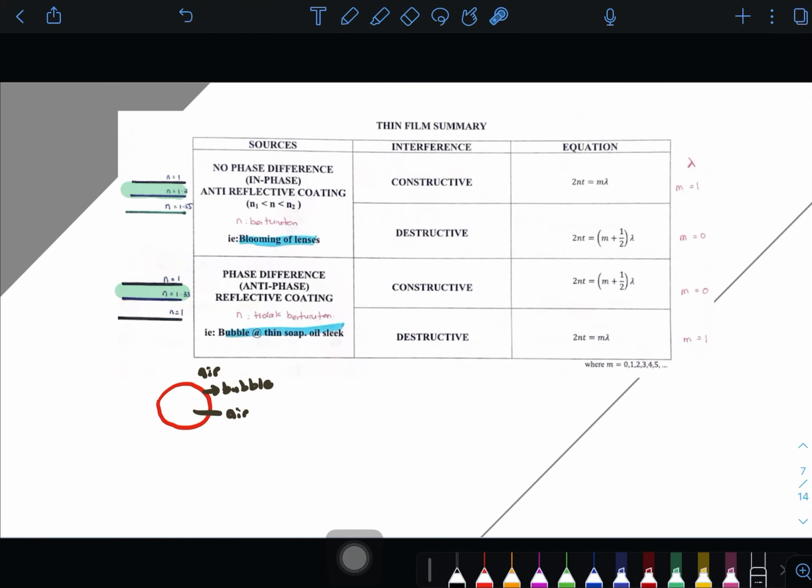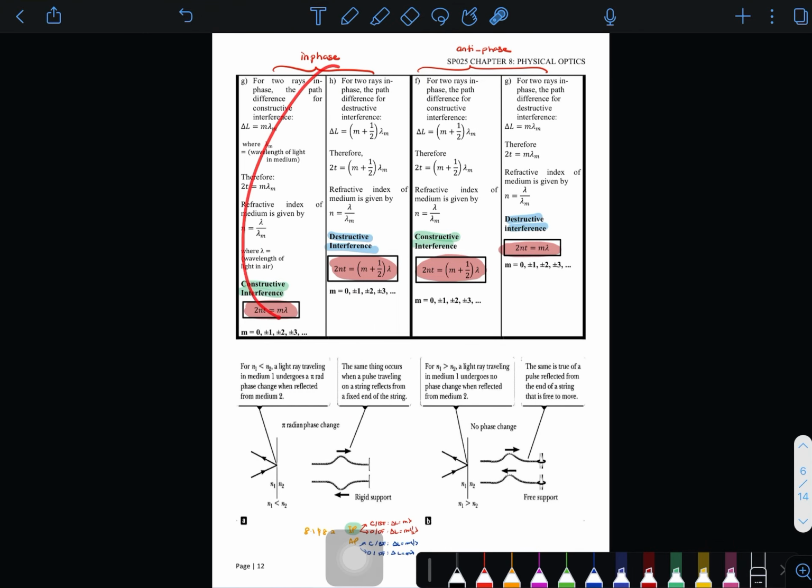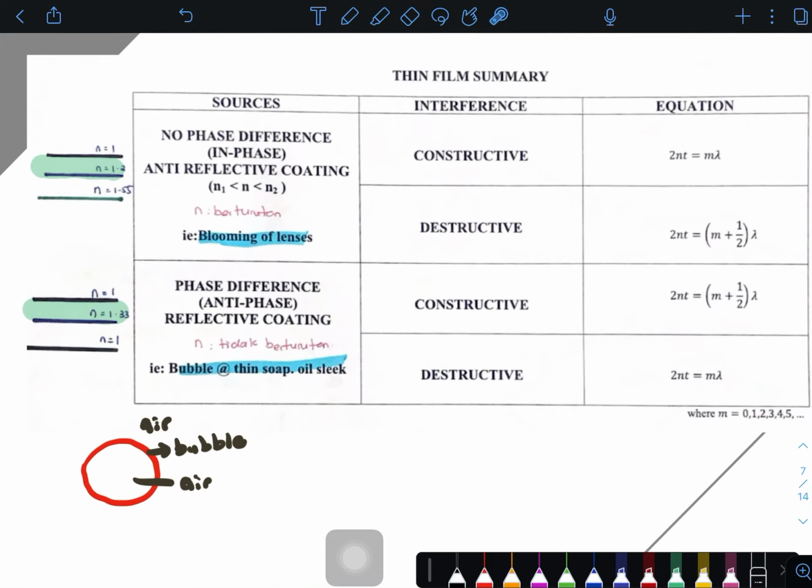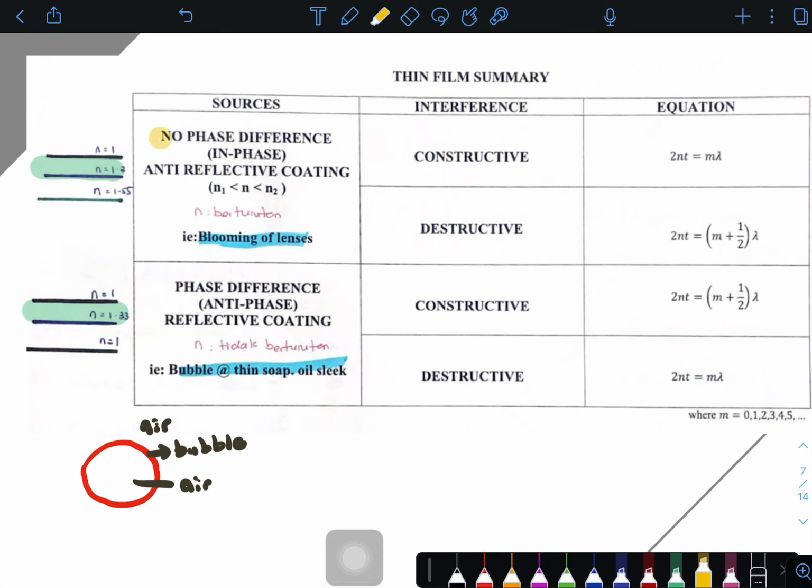Okay, so we have the summary here. Okay, so this is our thin film summary. We know that thin film boleh jadi dua keadaan. The first one ialah in phase, the second one is anti-phase. How we want to identify in phase or anti-phase in the question paper? Okay, the first one, kalau soalan mention no phase difference. Kalau no phase difference, automatic dia in phase. Okay, so kata kunci lain nak pastikan dia in phase.